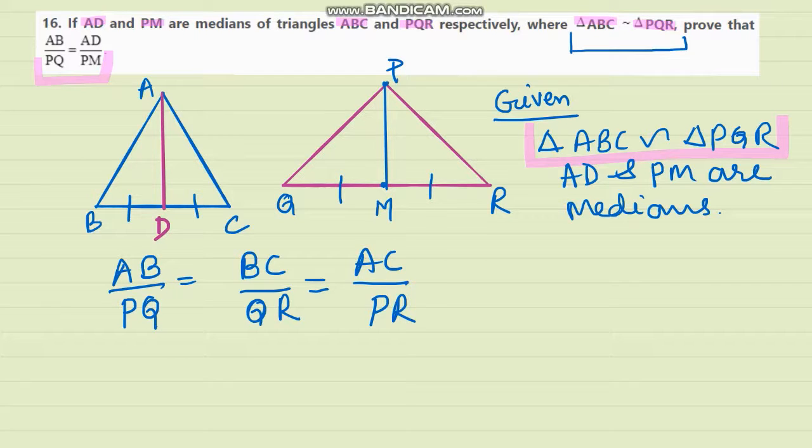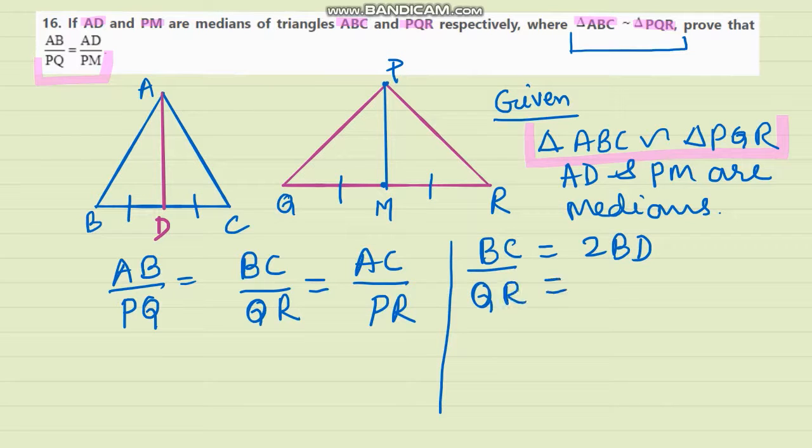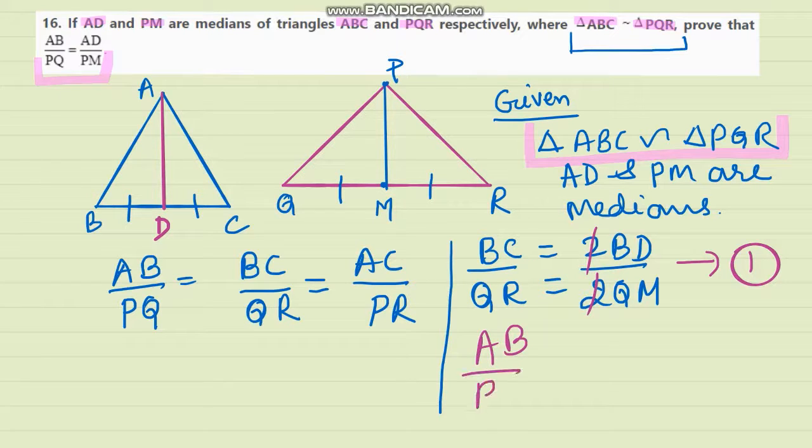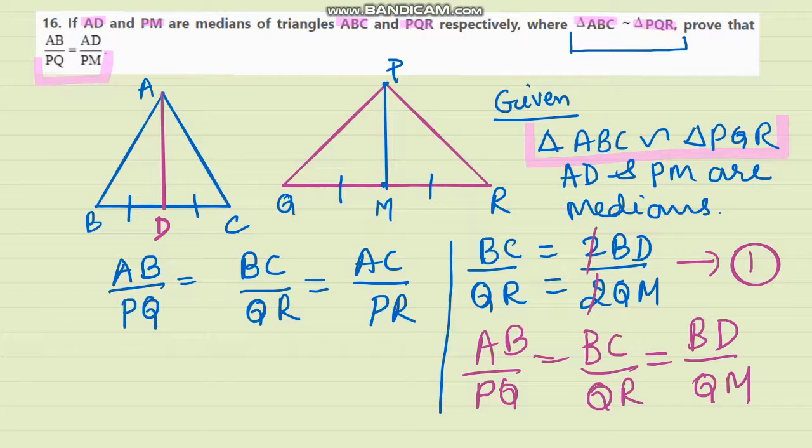Children, see here how we can write BC. BC can be written as 2BD and QR can be written as 2QM. So from here what do you get? BC by QR is equal to BD by QM. And we know that AB by PQ is equal to BC by QR, so this will become equal to BD by QM. I think this is clear.